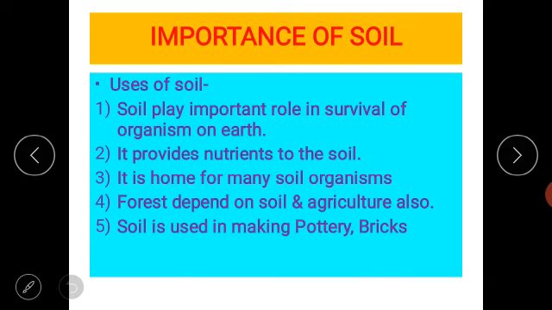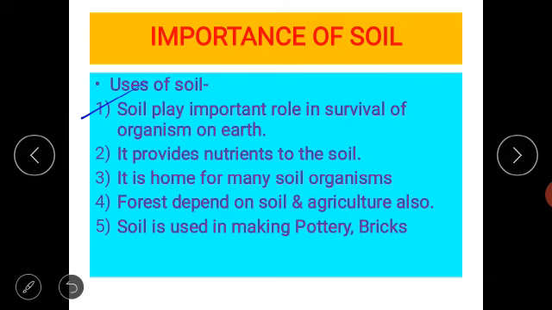All other organisms depend upon the plants for their basic need of food. So in this way, this ecosystem is balanced. There are many importance and uses of soil. First, soil plays an important role in survival of organisms on earth.